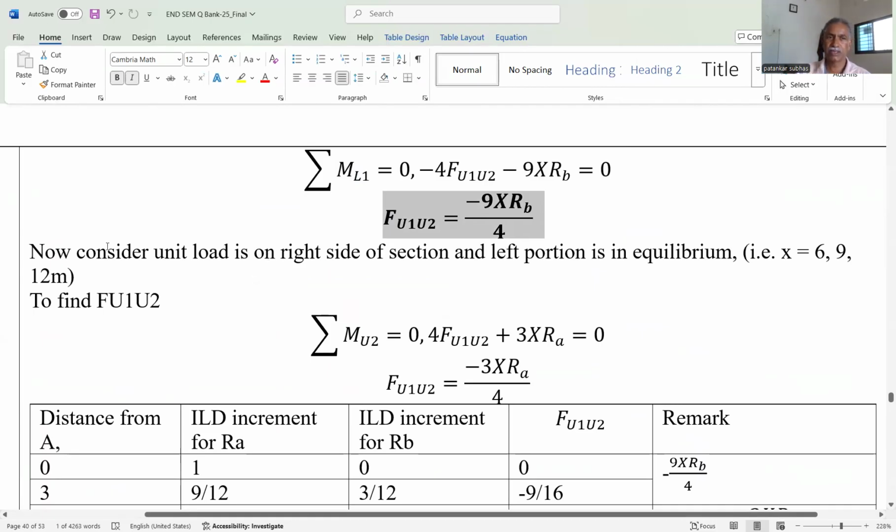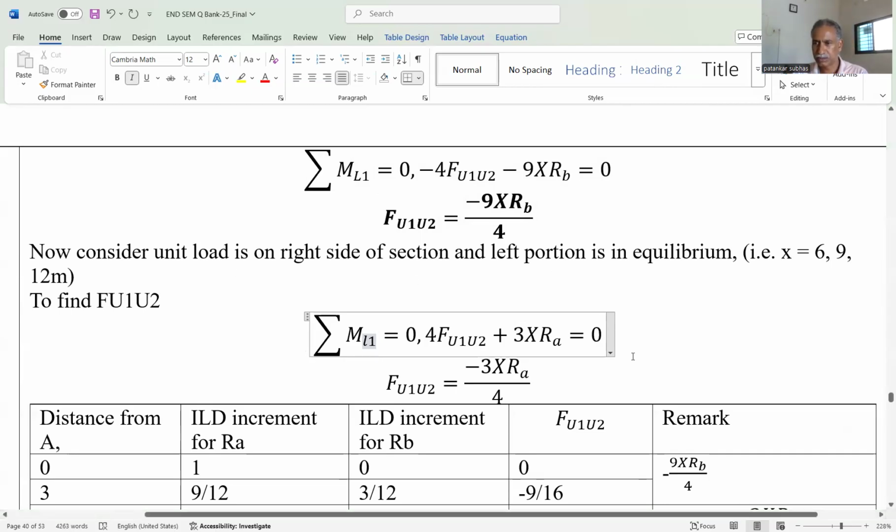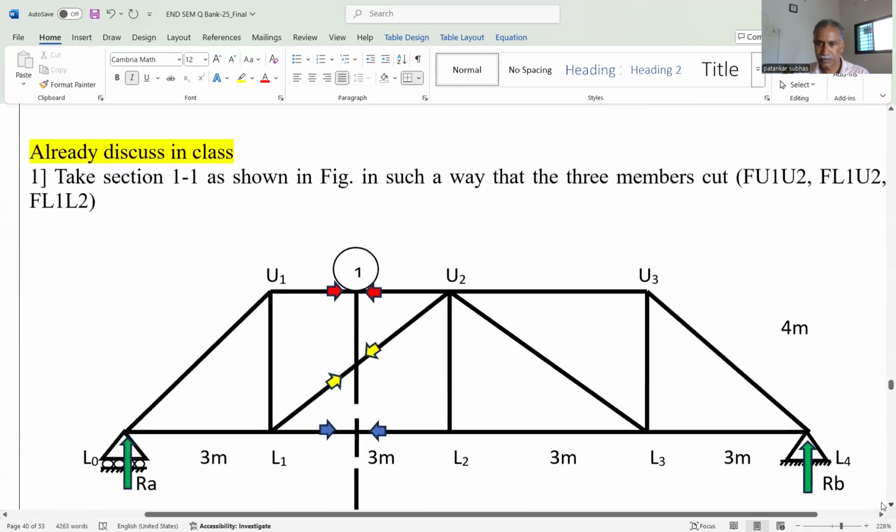Okay. Similarly, now we consider the unit load on the right side. We have considered X is equal to 6 meter, 9 meter and 12 meter, and consider the left portion in equilibrium. Repeat the same procedure. We have taken the moment at the same point, L1, not U2. Okay, so just again see the figure. Yes, this is the figure.